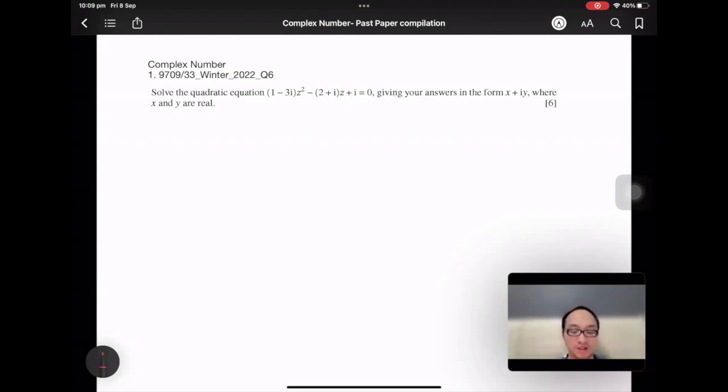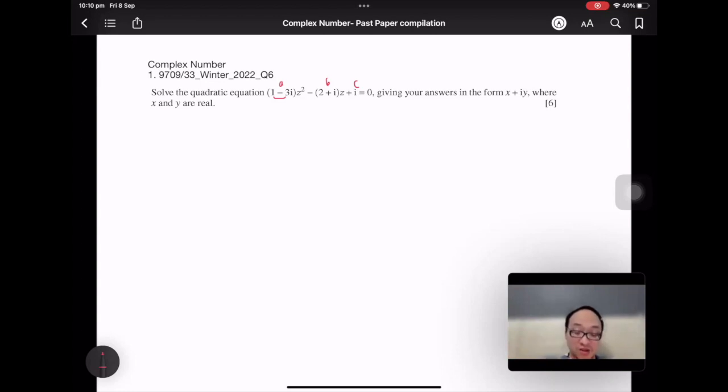Solve the quadratic equation (1 minus 3i) z squared minus (2 plus i) z plus i equals 0, giving the answer in the form x plus iy where x and y are real. To solve this quadratic equation, we can use the quadratic formula by putting in the values of a, b, c. Or we can simplify the expression first by removing the complex number in front of z squared. I will do that method.